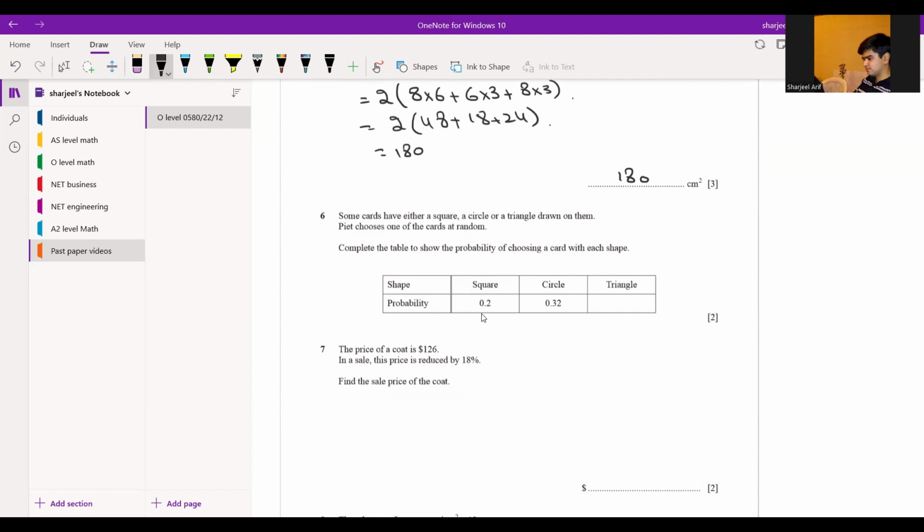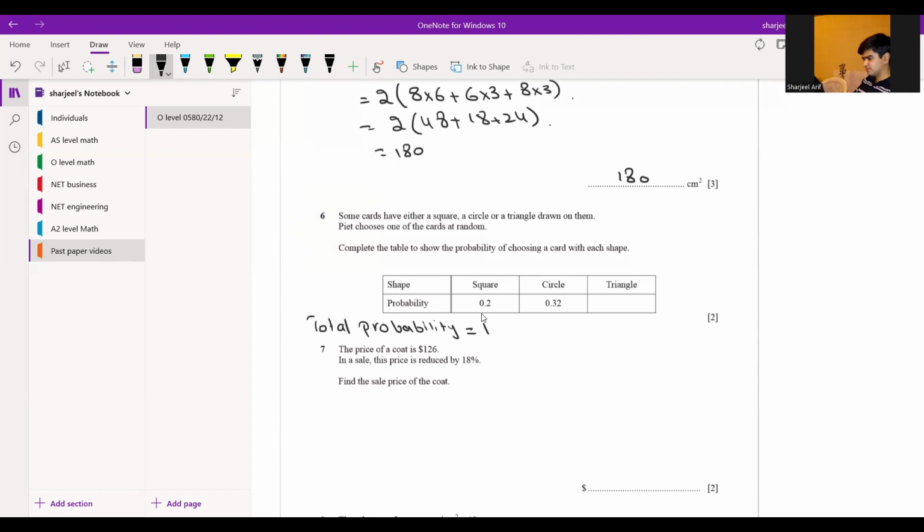Please choose one of the cards at random. Calculate the probability to show the probability of choosing the card with each shape. So we have to find the missing probability. Just remember, the total probability is always equal to 1, because a probability of 1 represents 100%.